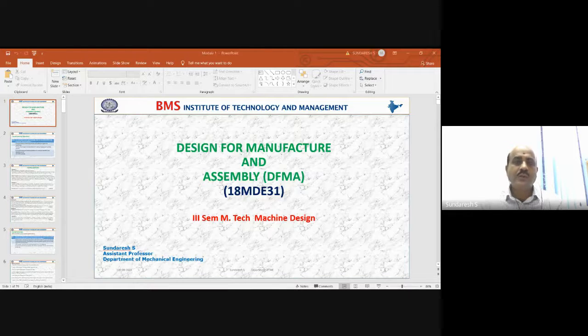Today we will start with the definitions of some of the terms. Definitely these questions will appear in your examination for 2 marks: define the following terms related to tolerance analysis. So let us start with that. What are the terms that are required for us to understand the tolerance analysis concept?